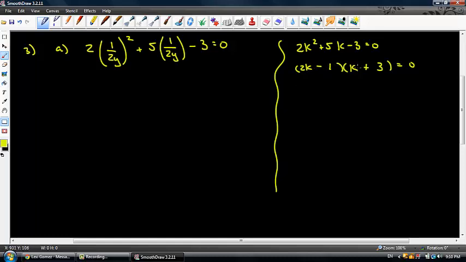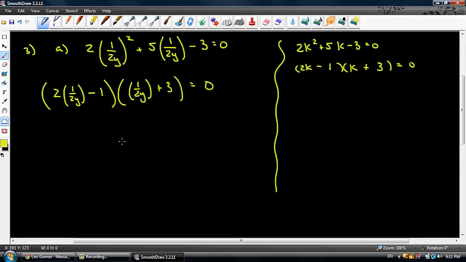So here, why don't I just go ahead and replace all the k's with this crazy thing? So I'm going to say 2 times the crazy thing minus 1 times the crazy thing plus 3 equals 0. So now we have to go ahead and solve this thing. Now this is going to be a little tricky. If I say 2 times 1 over 2y minus 1 equals 0, and then 1 over 2y plus 3 equals 0, we have a couple of ways we can solve this.